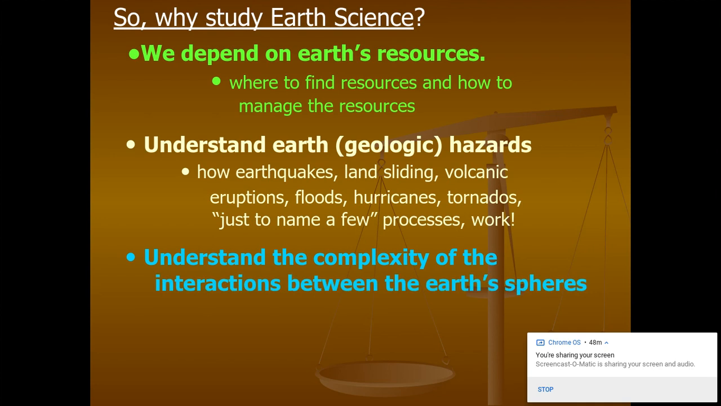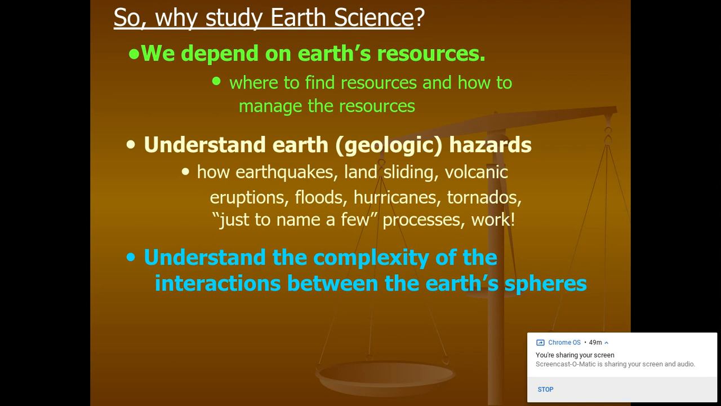Why take Earth science? Well, I believe that as educated folks, one should understand the complexity of the interactions between the Earth's spheres. Because look, folks, in the next 20, 30 years, you're going to be making decisions. And you're going to be making decisions at the ballot box. You're going to be making decisions where you're going to live. And as an educated person, you should be well informed. And that's part of getting a college education.